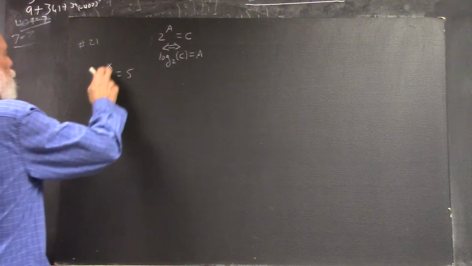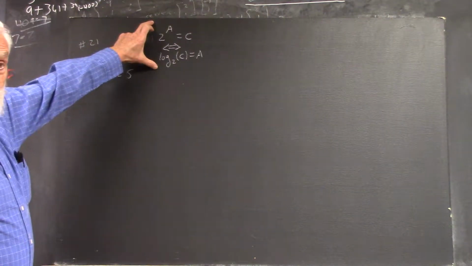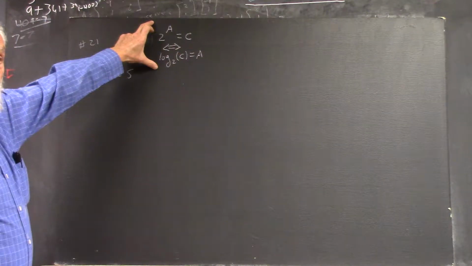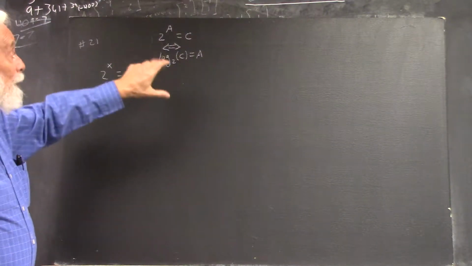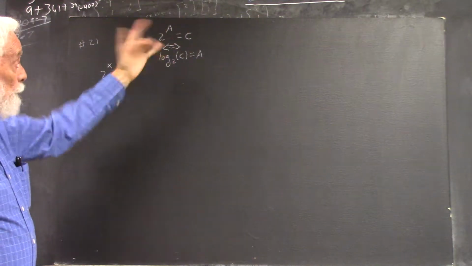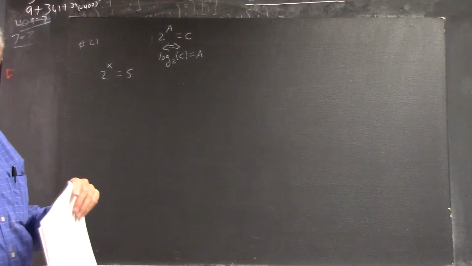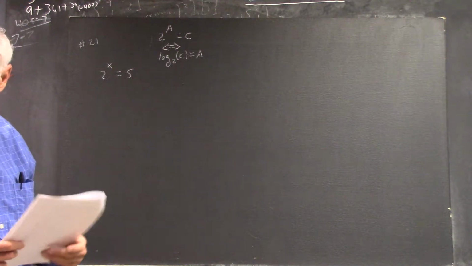Okay, we got 2 to the x equals 5. We've got these rules, which I'm not going to tell you. You just got to know them, and you should know why they occur. Because the inverse function, this is the inverse function to this, and you're just switching the columns of the graph. Now, it's easier to remember if you understand that.